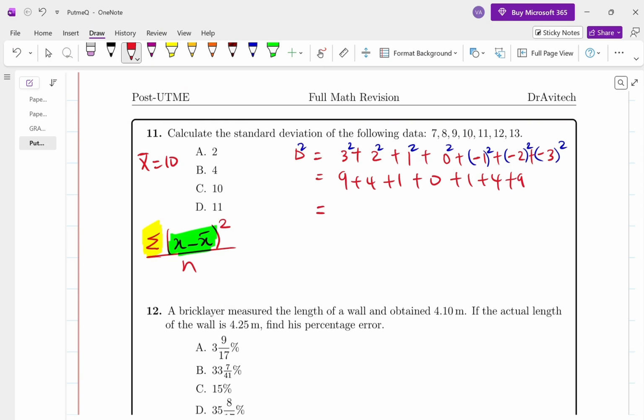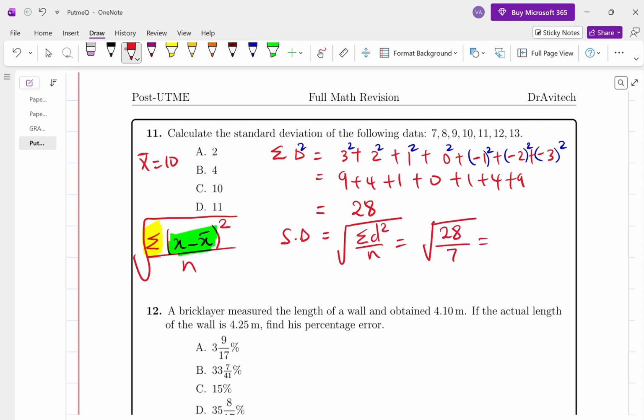So let's add everything here. When you add up every single thing, you get 28. That's what you're going to get. So this is the summation of the deviation squared. Now, standard deviation is the square root. I didn't put that before. Standard deviation is the square root of the sum of your deviation squared over n. So this will be the square root of 28 divided by 7. So that's the square root of 4, which is 2. So A is the answer to that very question. So this is what we have.